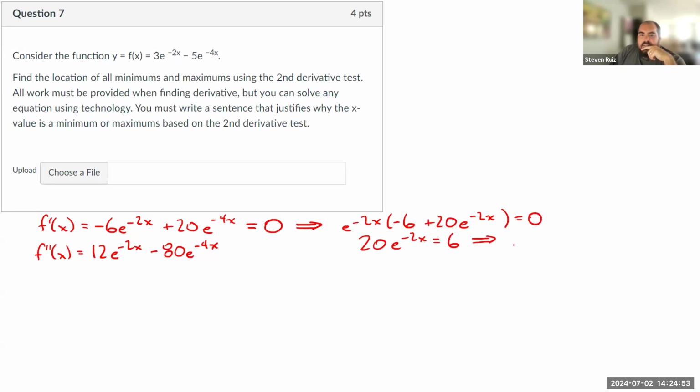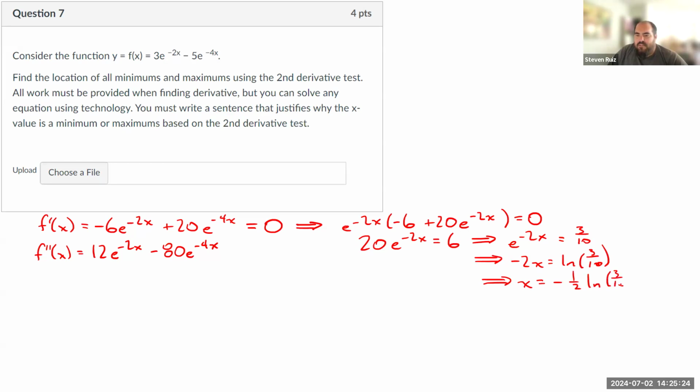So now let's solve for x. E to the negative 2x is equal to 6 over 20 or 3 over 10. From there, if we take a natural log of both sides, we get negative 2x equals the natural log of 3 over 10. From there we divide by negative 2. So x is equal to negative 1/2 times the natural log of 3 over 10. So that is our only critical value.